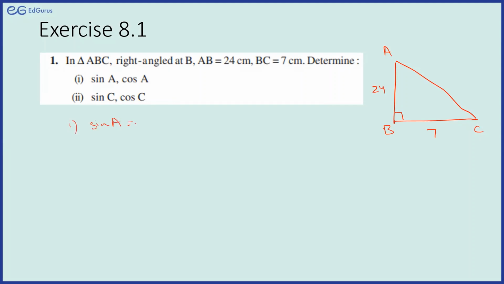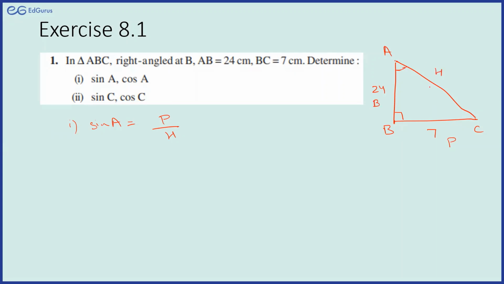Sine of A क्या होता है हमारा? Perpendicular upon hypotenuse. Now we are talking about sine of A. So here is angle A. Perpendicular क्या होगा? BC. BC, very good. And base क्या होगा? AB. Good. Adjacent to angle A.